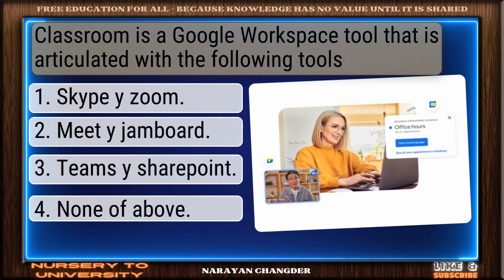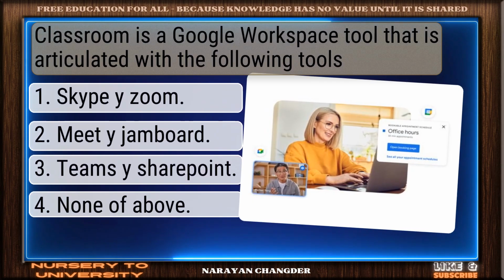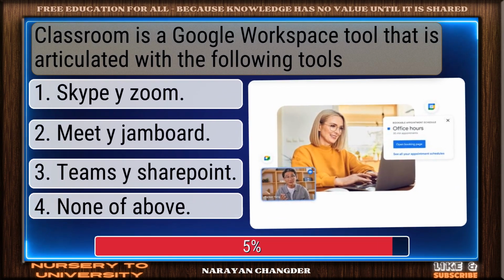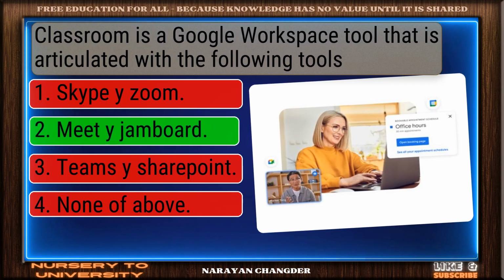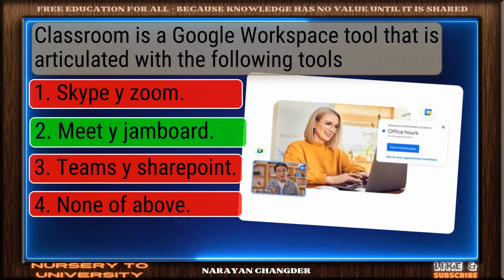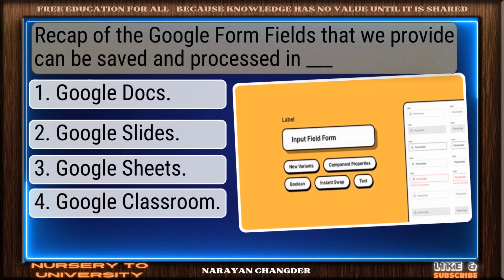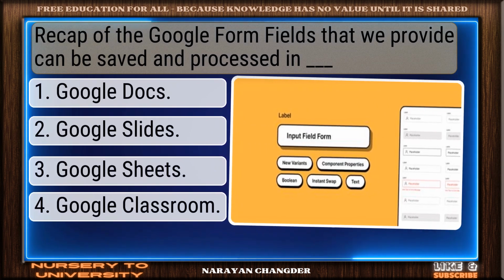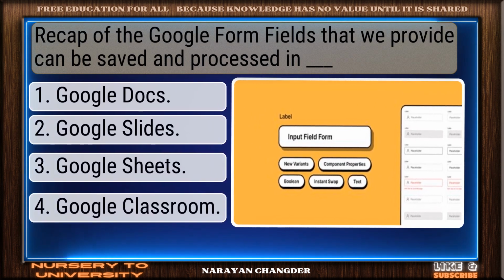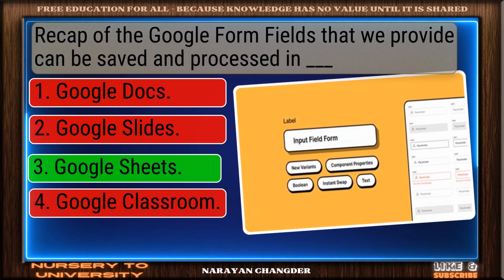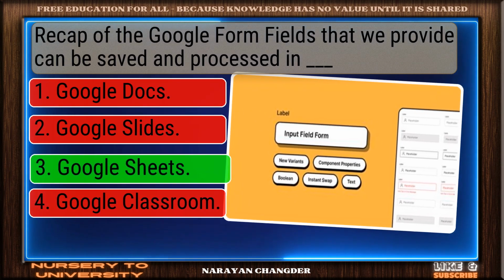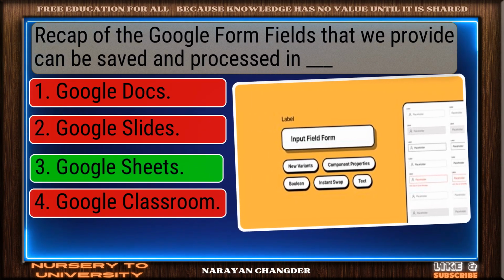Classroom is a Google Workspace tool that is articulated with the following tools: Solid response. Meet and Jamboard is a valid choice. Recap of the Google Form fields that we provide can be saved and processed in Dash. Correct response. Google Sheets is the most accurate answer.